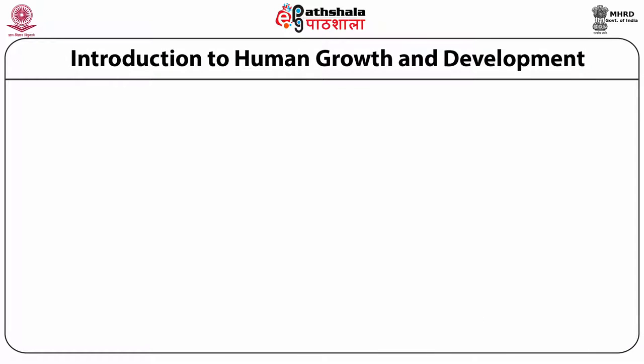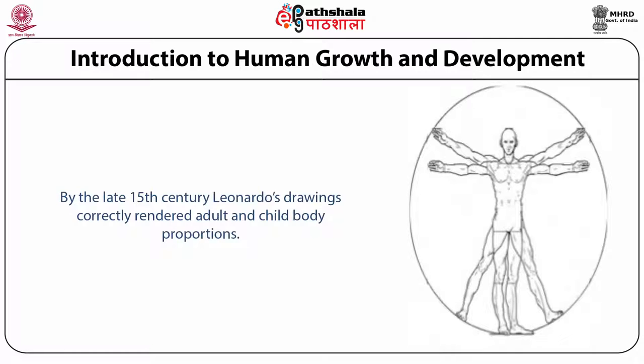Before the 17th and 18th century, artists mostly started using accurate proportions of the human body in their drawings. That is, by the late 15th century, Leonardo's drawings correctly rendered adult and child body proportion. The anatomical differences also started to be depicted in their work, including children of normal proportion and growth pathologies.